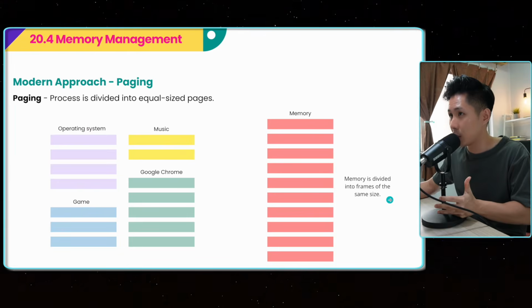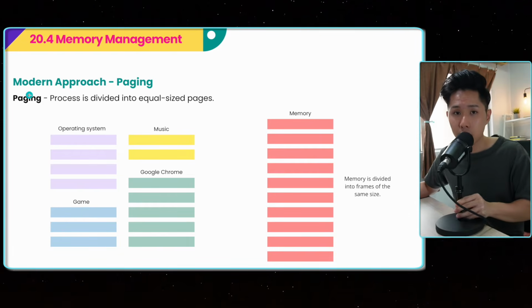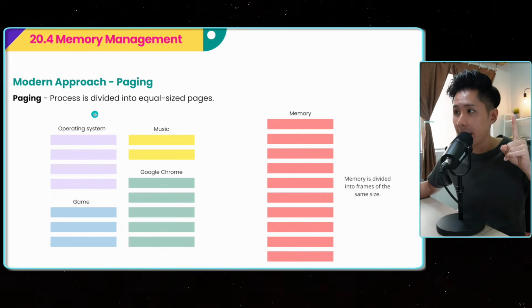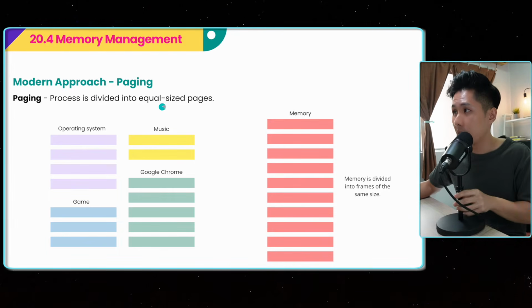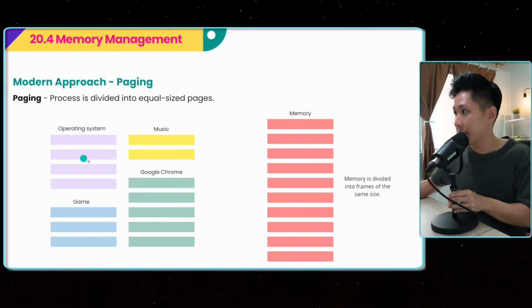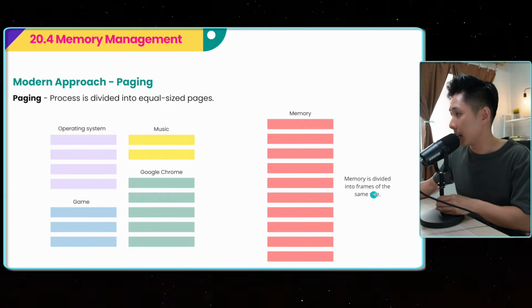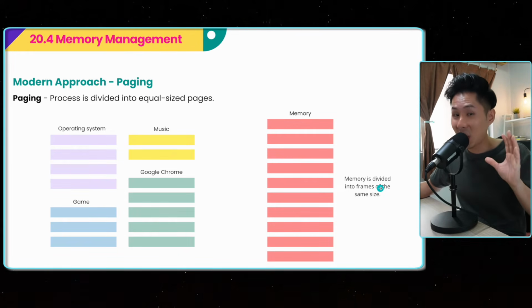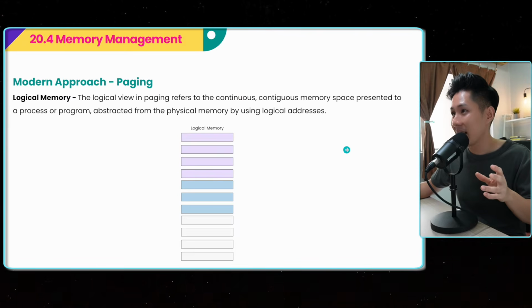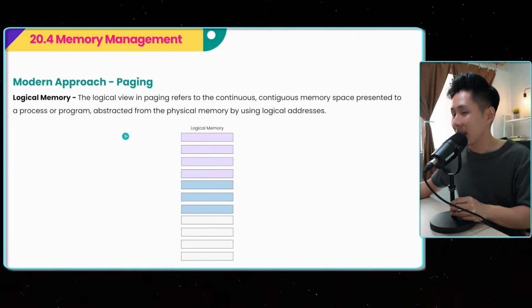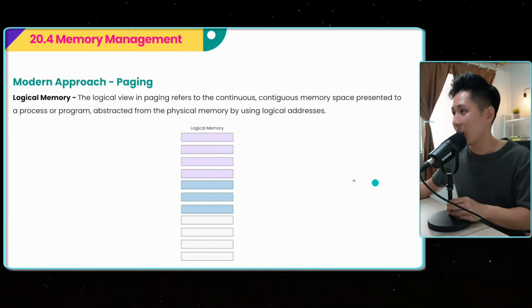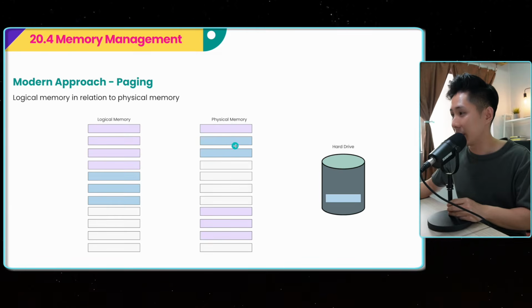So what is the solution to this? The modern approach is to use something called paging. The first thing you need to understand is that in paging, a process is divided into equal size pages, and memory is divided into frames of the same size. So hopefully now you can see what I'm going to do next. Instead of putting everything into one slot, we can put stuff into different slots.